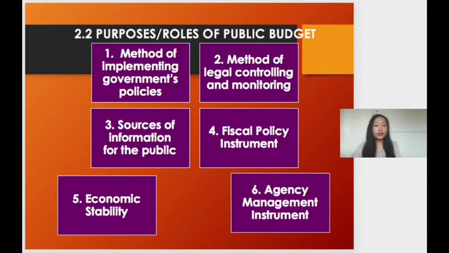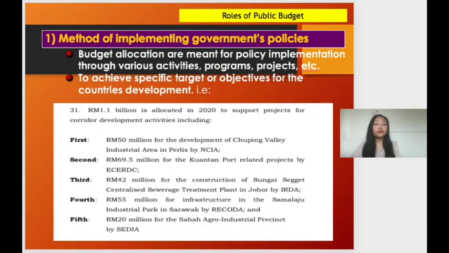Right. Let's take a look at the first point, which is as a method of implementing government's policies. Budget allocations are meant for policy implementation through various activities, programs, projects, etc. to achieve specific targets or objectives for the country's development. So, for example, can you read it?